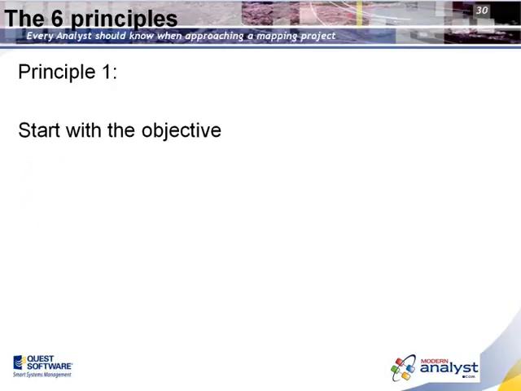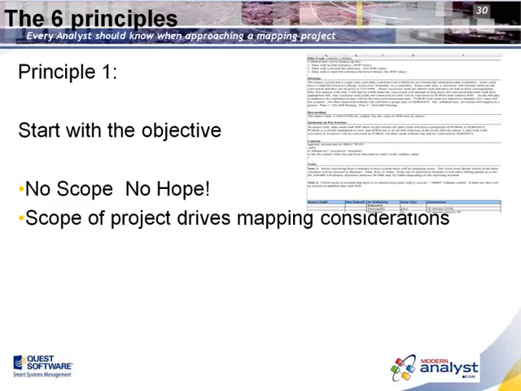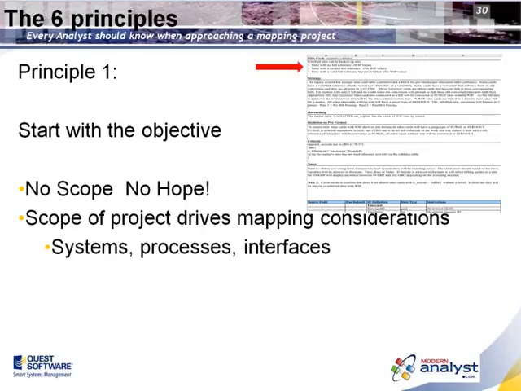So that goes to principle 1, which is start with the objective. So if you have no scope, then you have no hope, right? Because the scope of the project really drives your mapping considerations. What do you have to include in these maps? Whether you put it all in one big map, like in my little example, or whether you have separate documents, that's really a tactical decision. But you have to ensure that all these things are documented and visible to the correct audience.